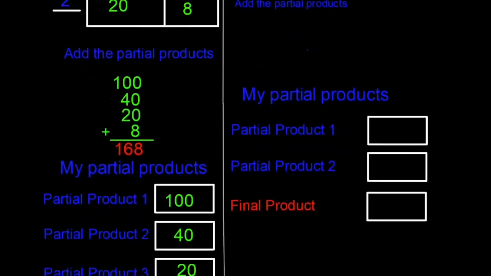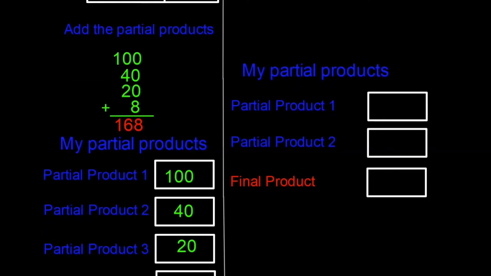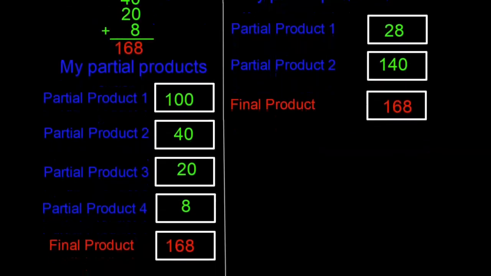When I am looking at my partial products, when I added, my first partial product was 28, and partial product 2 was 140 for the standard algorithm, and then my final product was 168, the same that it was when I did the area model. And as you can see, we have fewer steps when we're working on the standard algorithm. The standard algorithm takes practice, but you'll be a pro at it in no time.